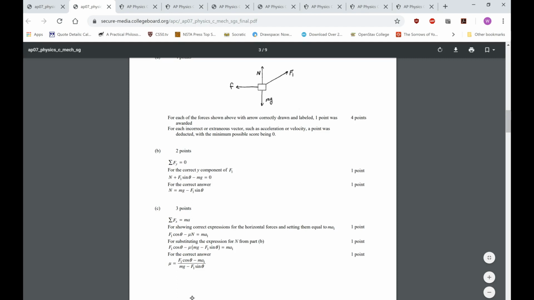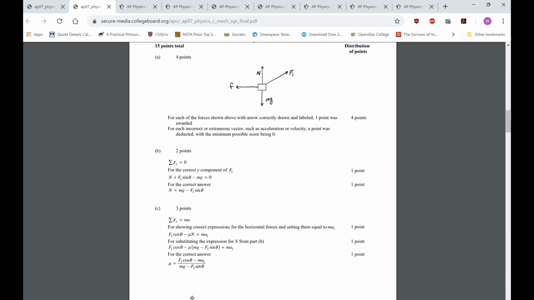And then the rest of it sort of flows from there, right? You should be able to get the 7th point by just solving this equation for n. N equals mg minus F1 sine theta. That should be good. So now you are at 7 points. The next one is for substituting the expression for n. So substituting what you get into B into C earns you a point.